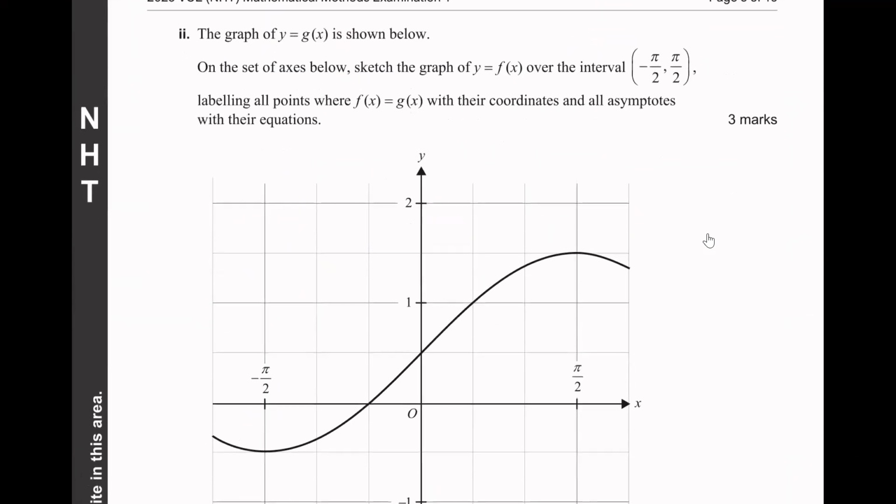The graph of y equals g(x) is shown below. On the set of axes below, sketch the graph of y equals f(x) over this interval. You can see these two values, plus or minus half pi, they are round brackets. That also implies the vertical asymptotes.